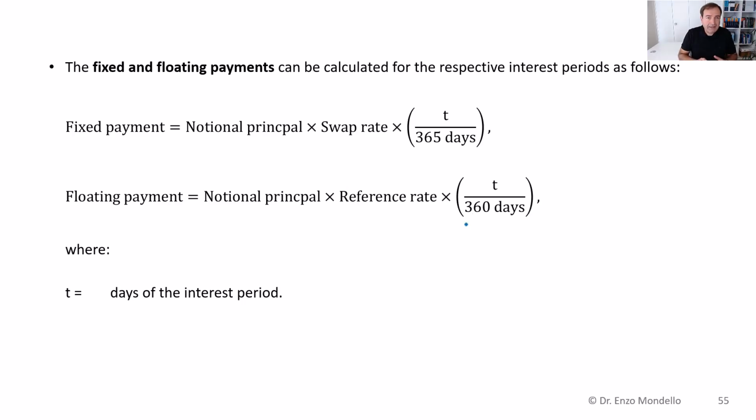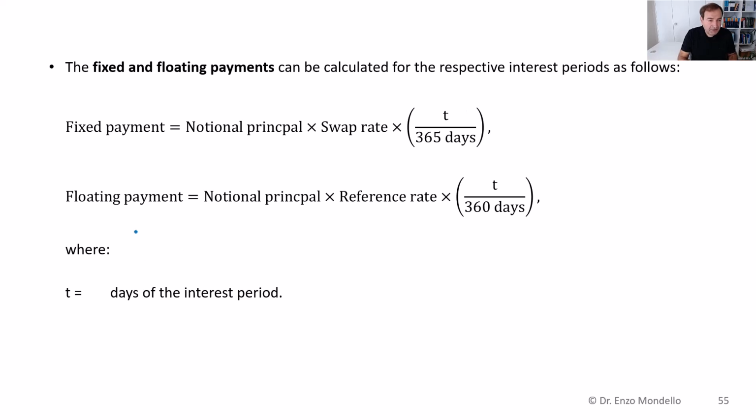On the next slide, we discuss how to calculate the fixed and floating payments on an interest rate swap. The fixed payment of an interest rate swap is calculated taking the notional principal of the interest rate swap times the swap rate, and the swap rate is multiplied by the actual days in the interest period divided by 365 days. So that's the day count convention that we have typically in the capital market.